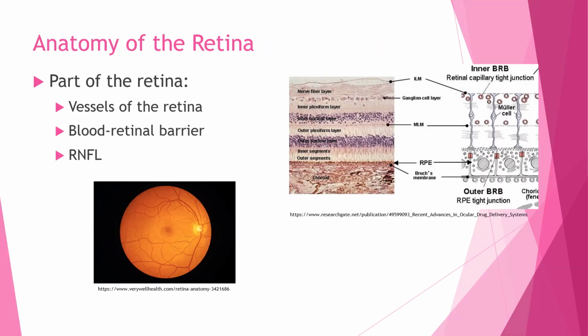Diabetes mainly affects the retina of the eye in terms of ophthalmic complications. To review the anatomy of the retina, let's target specific parts affected by diabetes, which are the vessels of the retina, blood-retinal barrier, and RNFL. The vessels of the retina can be seen on the fundus exam, branching out from the nasal optic disc, as you can see in the picture below. That's why pathology of diabetic retinopathy can be examined with a simple fundus exam.